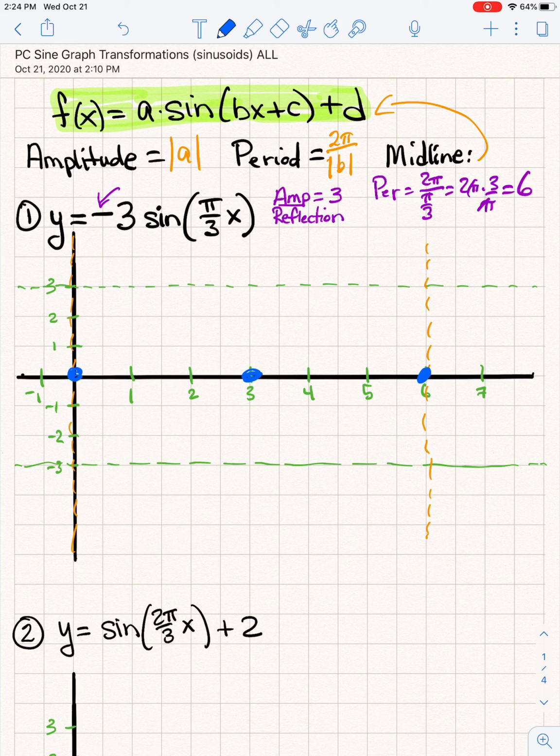Now we're going to go up and down 3 for the amplitude. But remember, we have to do the reflection. So halfway between 0 and 3, at 1.5, we're going to go down to -3 because of the reflection. Halfway between 3 and 6, at 4.5, we'll be up here at 3. Then we can draw our beautiful sine graph. One period, reflected, with a period of 6.